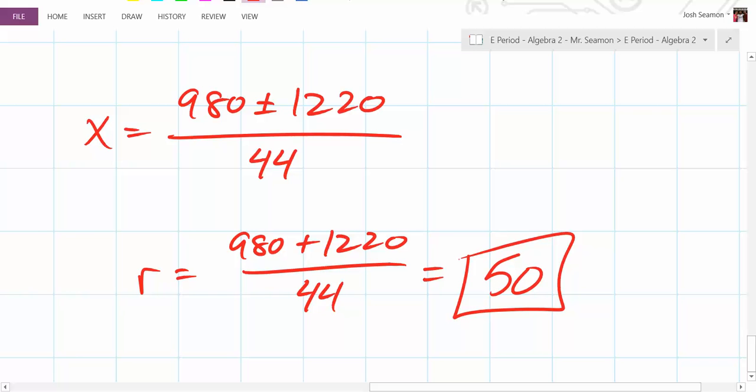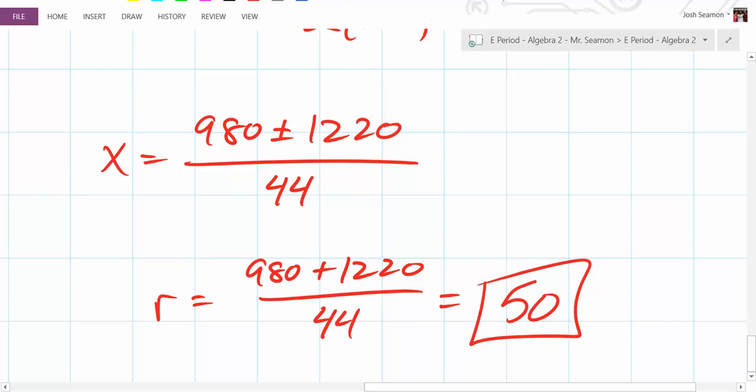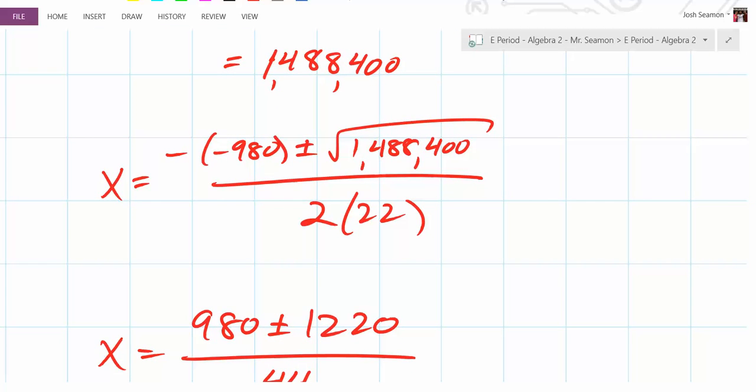Is that pretty cool? Is that a realistic answer? Yes. On a test, here's the thing, kids. If I gave you a question like this on a test, almost certainly you're not going to have your calculator. I would not make you do this without a calculator. Because what's the step here that you really need a calculator for? The square root of 1,488,400.